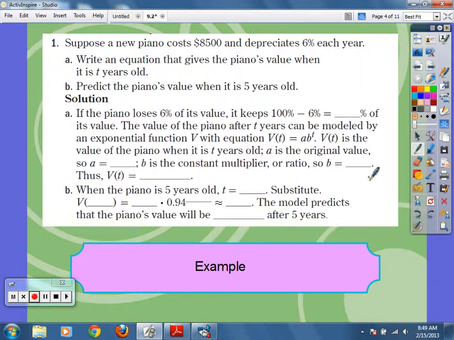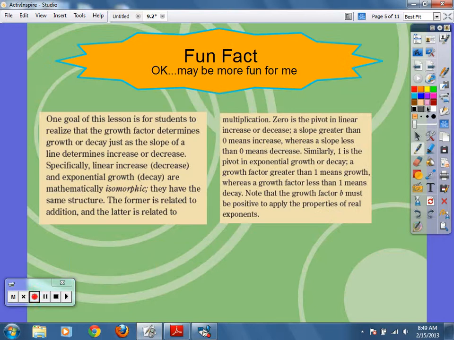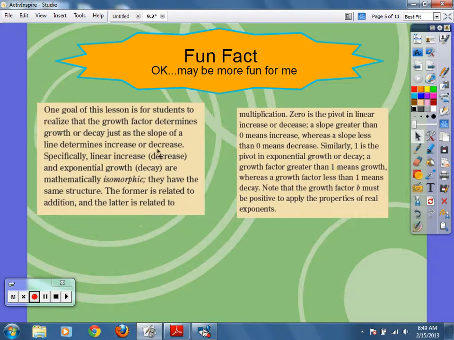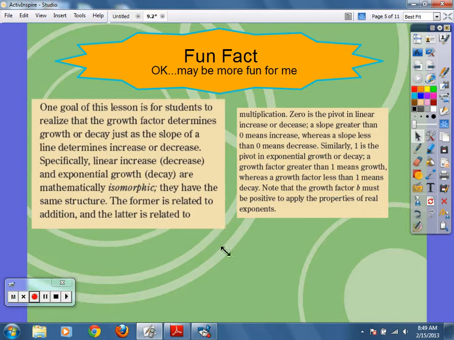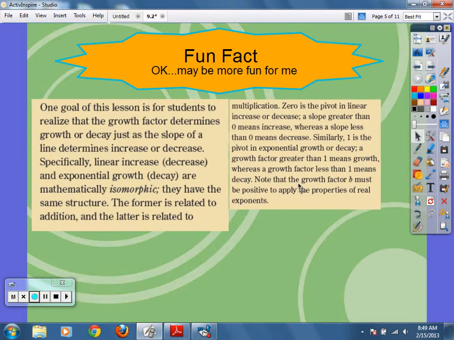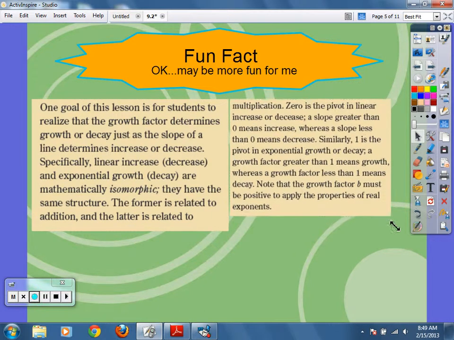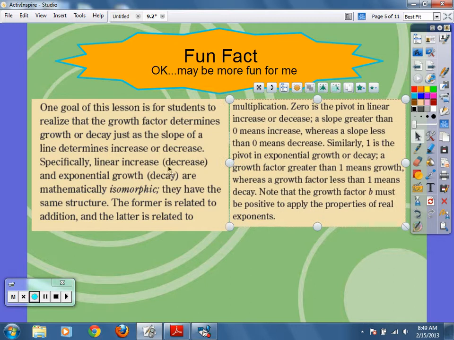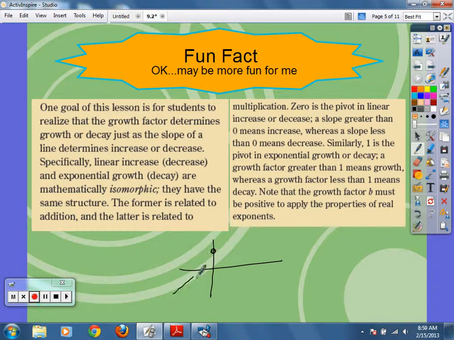Okay, let's look at something else. This is, I say fun fact, you're going to say this isn't fun at all. But basically what I'd like you to realize is the relationship between exponential growth and exponential decay and linear growth and linear decay. Do you remember when we talked about that? Linear increase and linear decrease. You had your initial condition, which happened right here. And then we graph it. This is linear growth, initial condition, positive, so it was growth, okay?